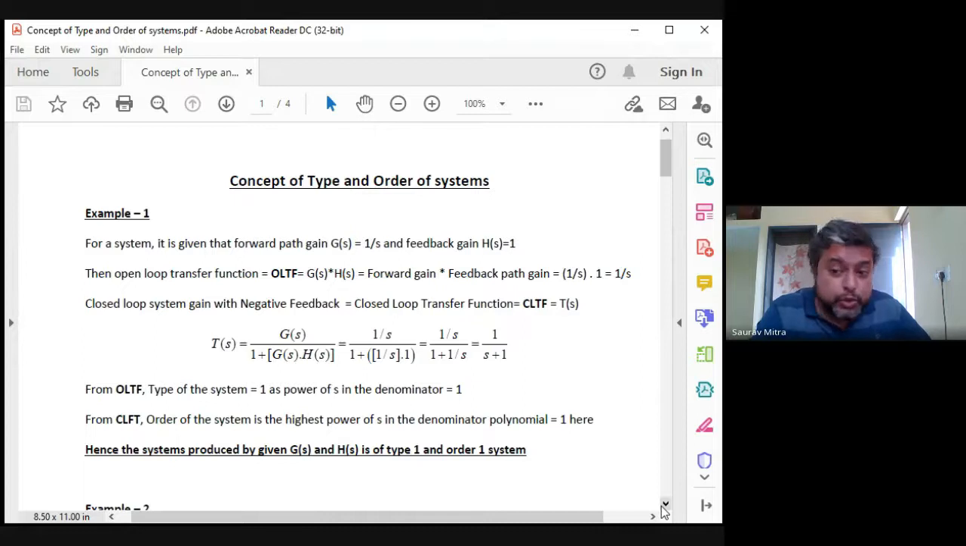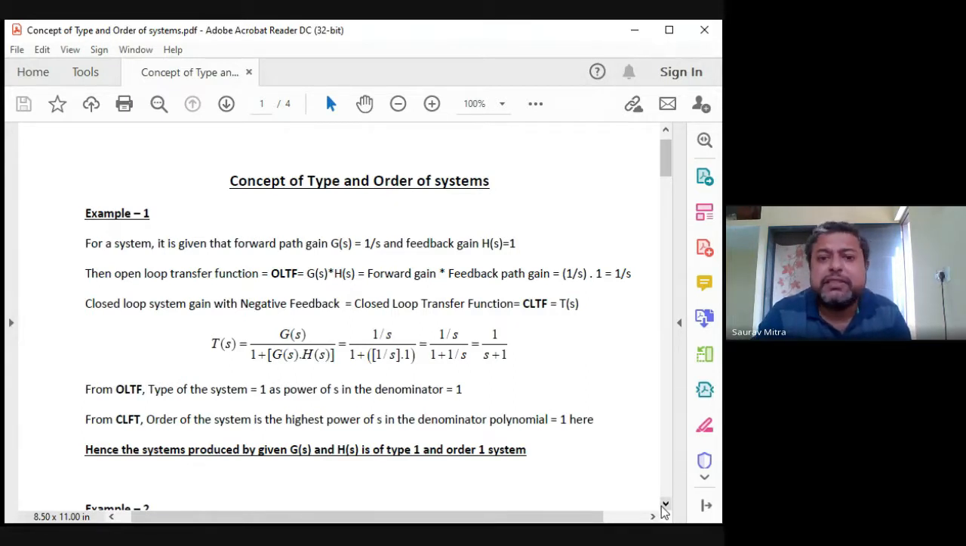If I am giving you a closed loop transfer function, its denominator gives you the order of the system. If I am asking you to find out C(s) by R(s), that is G(s) by 1 plus G(s)H(s), then whatever is the denominator equation, 1 plus G(s)H(s), the highest power of s in it is called the order of the system. What is meant by type of the system?